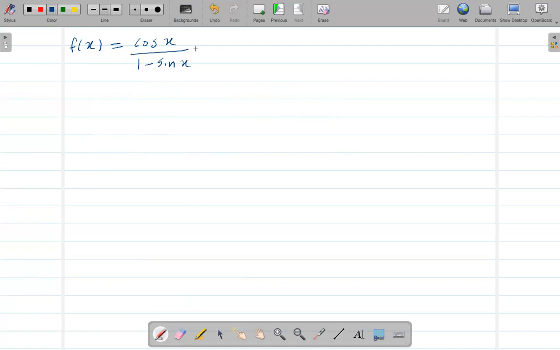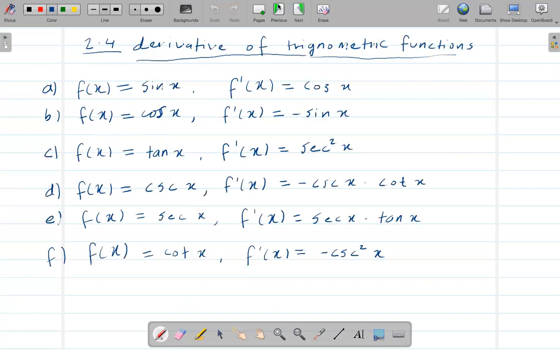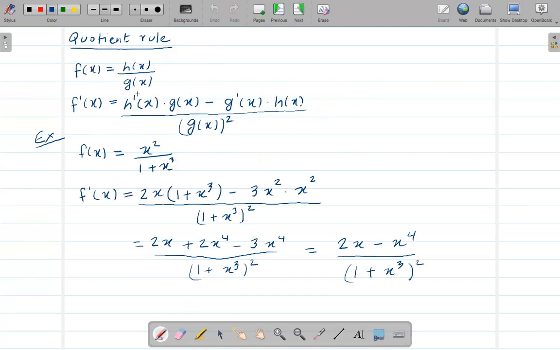Now let's take the derivative. Here we have a division, so that means we need to use the quotient rule. Using this rule, first we take the derivative of the numerator times the denominator, minus the numerator times the derivative of the denominator. Just use this one.